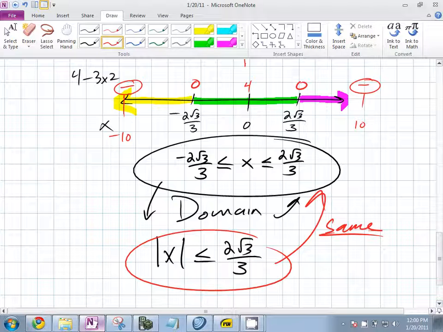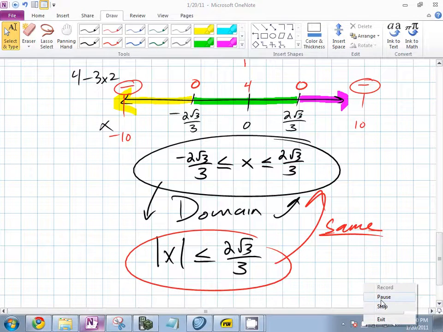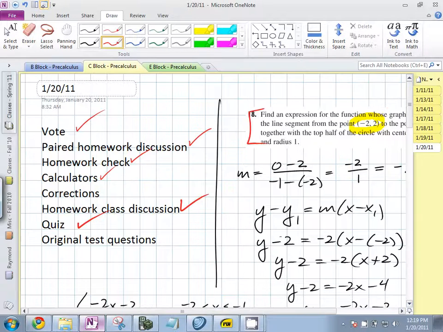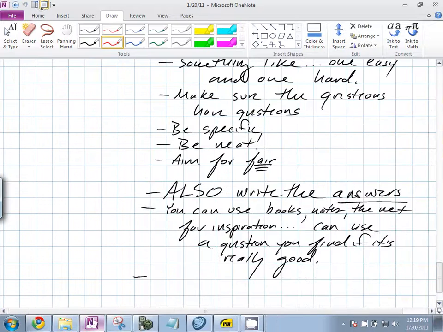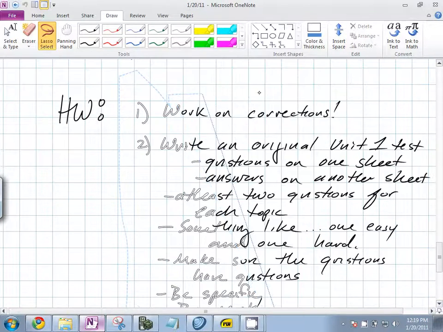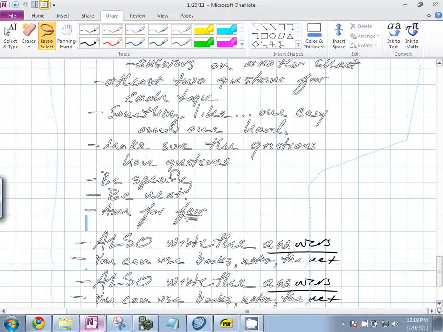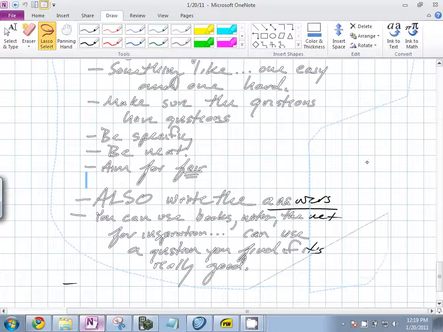Okay, put everything away except a pencil. Okay, we covered that. Your homework, I'm just going to explain it now just so I don't forget it later. Your homework is going to be to design an original Unit 1 test. Here's what I wrote down for the other class. I might as well just copy it because it'll be a lot quicker. What does that mean? It means this. Well, let's see how that copies.